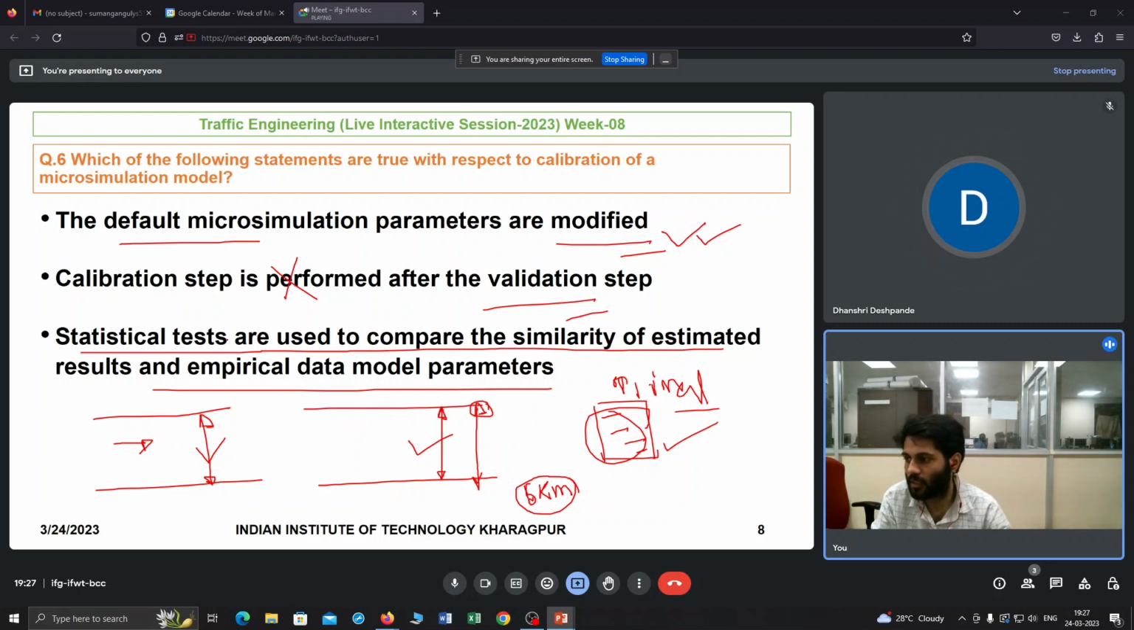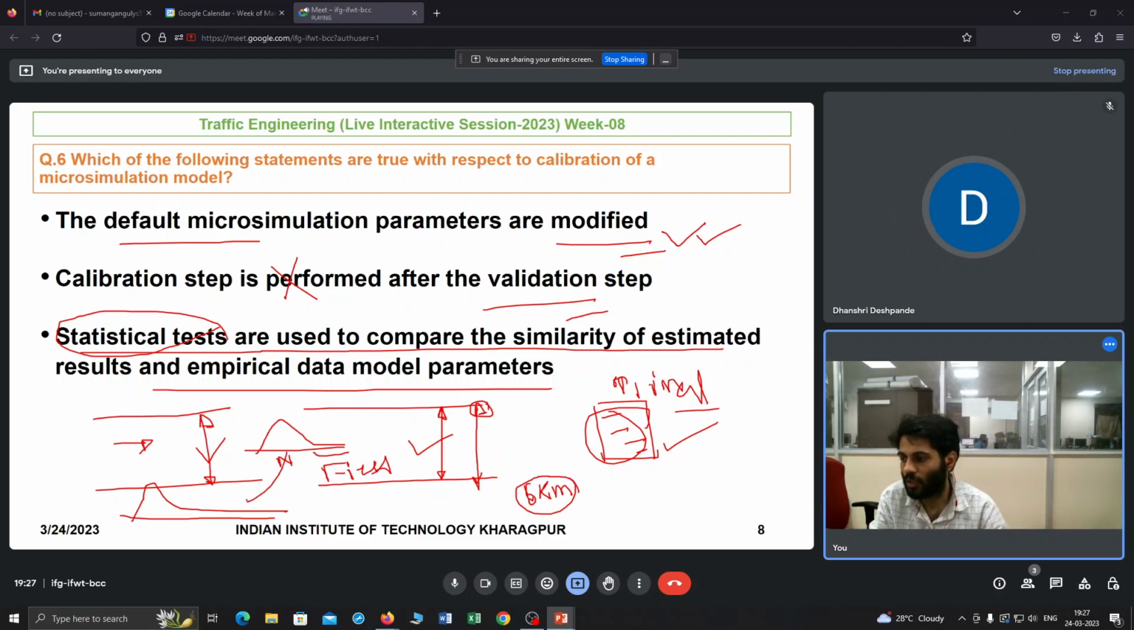Okay, statistical test we can use it. Suppose I got a distribution of traffic flow like this. Suppose it's a normal distribution from the field. Now I develop a model and I found maybe this sort of distribution, which is a shifted kind of normal distribution.